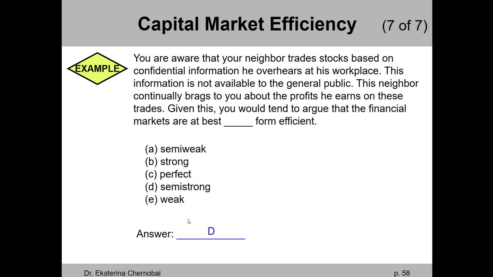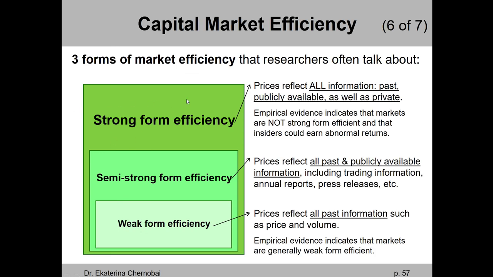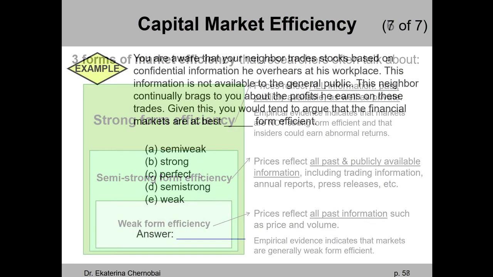The right answer is D, semi-strong. Because if the market was strong form efficient, it means that even though he has access to private information, it's already too late. It's already reflected in the prices. He cannot make profits. But because he can make a profit based on the inside information, it means the market is not strong form efficient. So either semi-strong form or weak form. At best, semi-strong form. That's the answer.